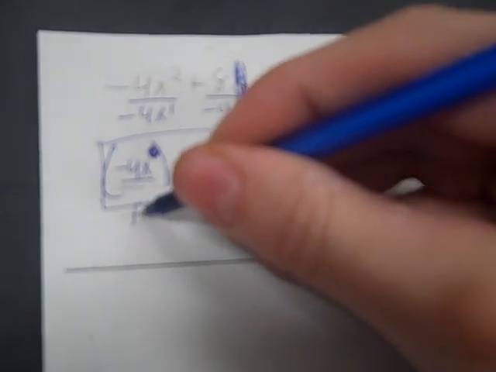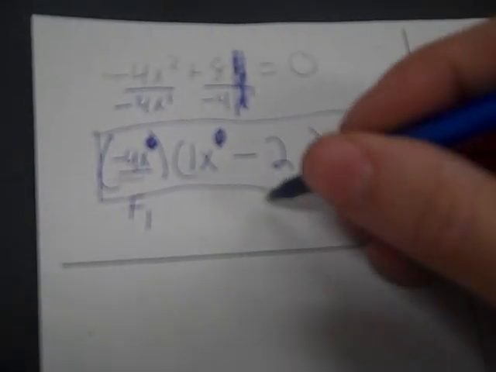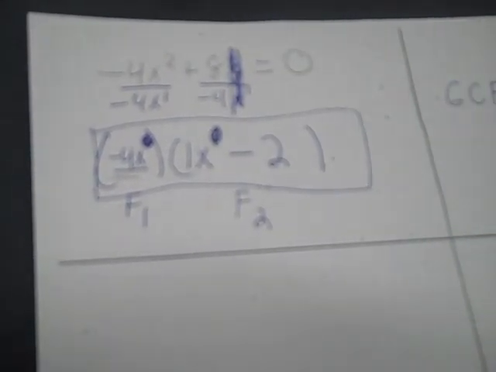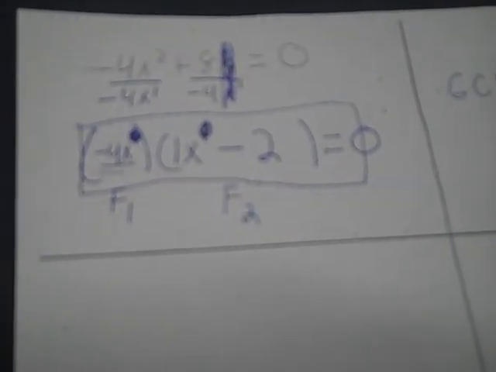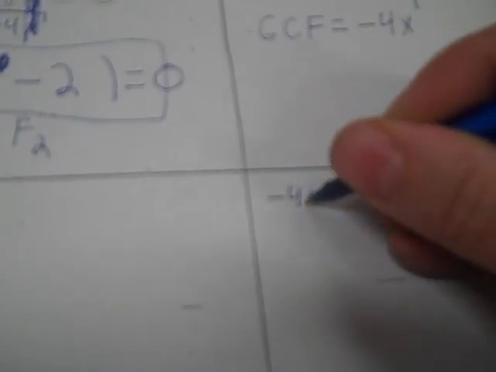Now to find the two answers, what I do is I wrap parentheses around the outside, and this is F1, factor number 1, and this is F2, factor number 2. And either one of those can equal 0. So F1's negative 4x, that could equal 0. And F2's 1x minus 2, that could equal 0.